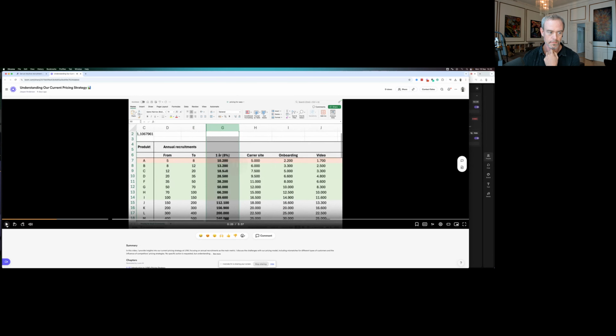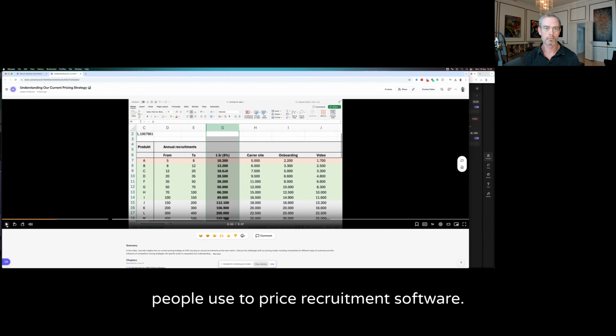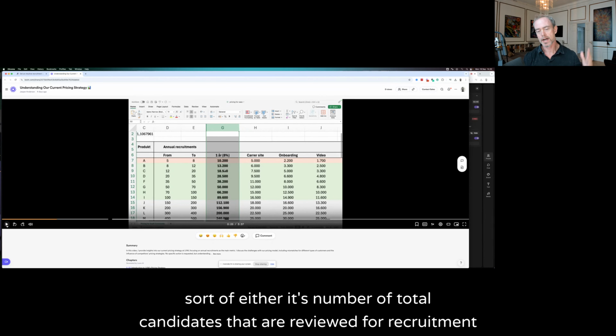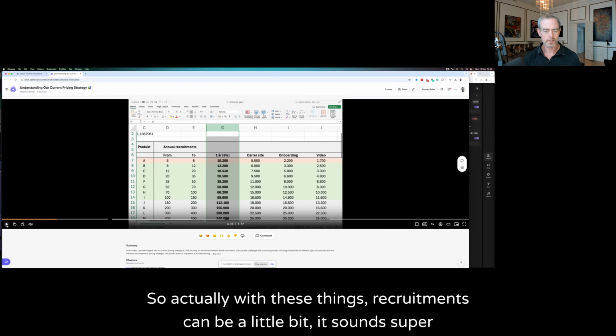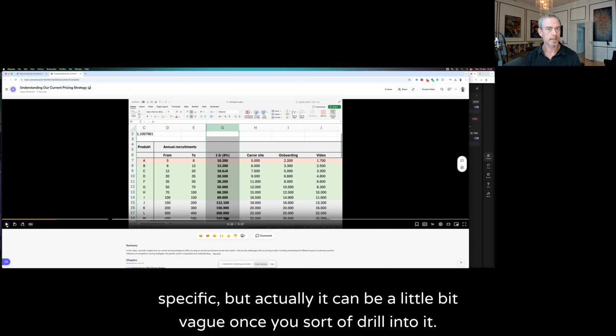So I've actually done quite a bit of recruitment software, and there are usually two ways people price it. Either it's the number of total candidates reviewed for recruitment, or it's the number of positions filled. It sounds super specific, but recruitment can actually be a little bit vague once you drill into it.